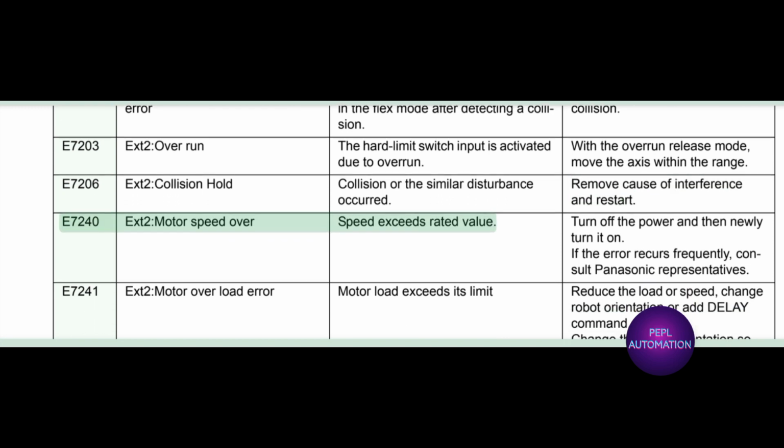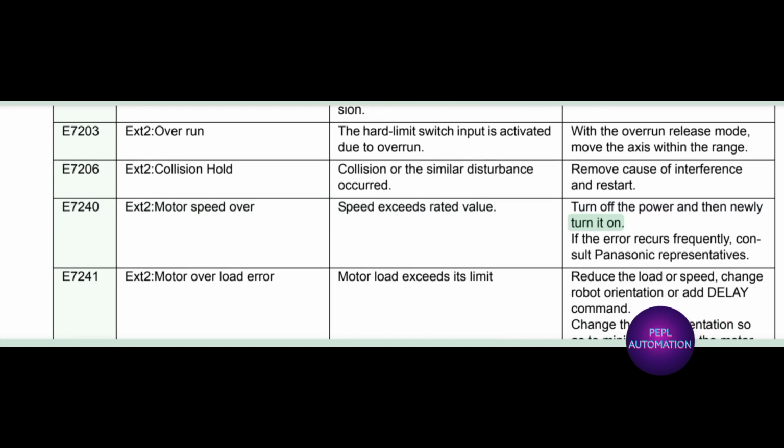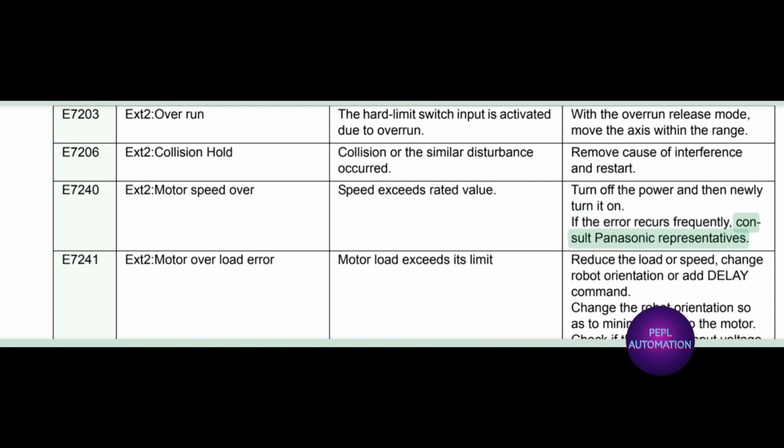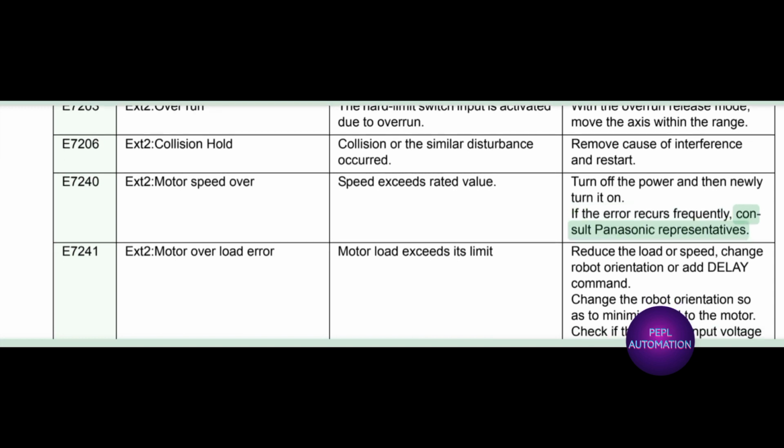E7240X2, motor speed over. Speed exceeds rated value. Turn off the power and then turn it on again. If the error occurs frequently, consult Panasonic representatives.